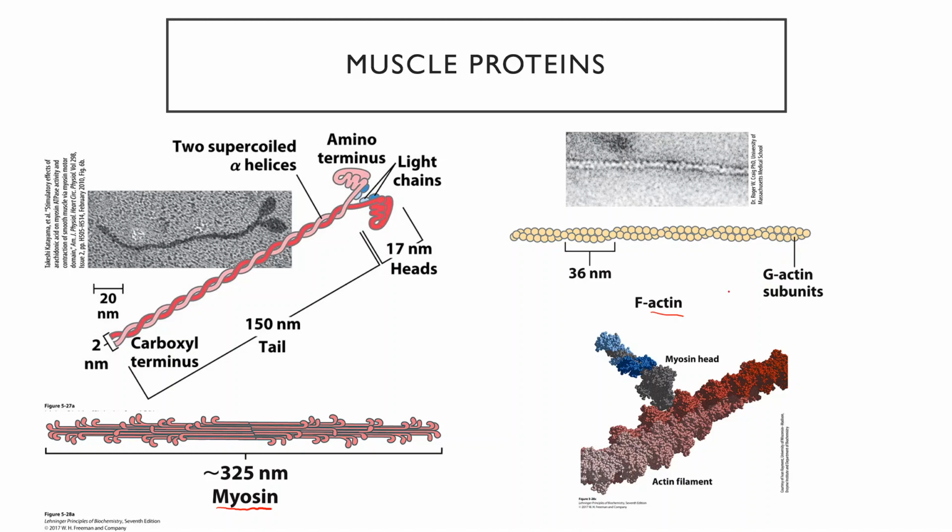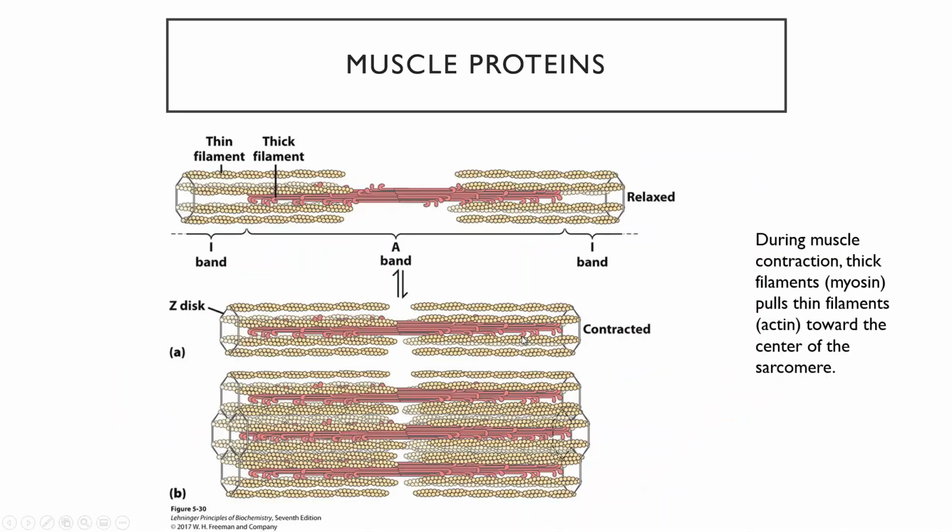F-actin just means filamentous actin, and it just means that the actin subunits are all bundled together into a long chain. And the interaction between the two happens between the head of the myosin and each alternating segment of the actin filament. So the myosin head has a binding site that fits right in between alternating segments of that actin filament.